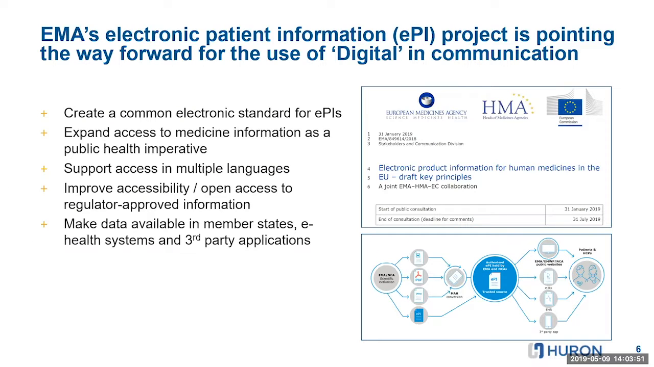In January this year, the EMA published a consultation document which outlines its initial plans for creating electronic patient information. Their approach is to make the content of what's already available in patient information leaflets available in digital formats and in different ways so that they are more generally available across the European Union through things like e-health systems, and of course in all of the languages that the drugs are available in across those countries.